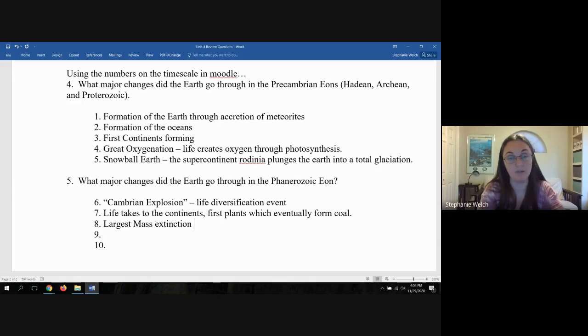95% of marine species, something like 70% of terrestrial species went extinct because temperatures warmed too rapidly for life to be able to keep up with that rapid warming. And it happened most likely because of this tremendous amount of carbon dioxide that was released into the atmosphere through these really violent volcanic eruptions in the Siberian traps. So this largest mass extinction, brought to you by Siberian trap eruptions.